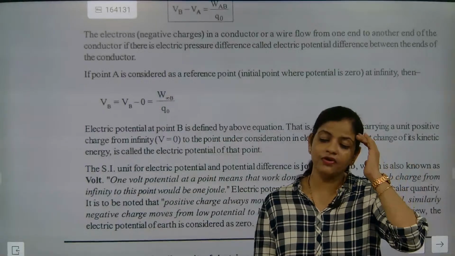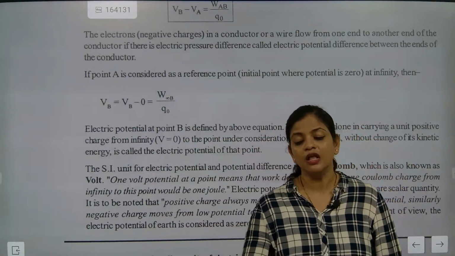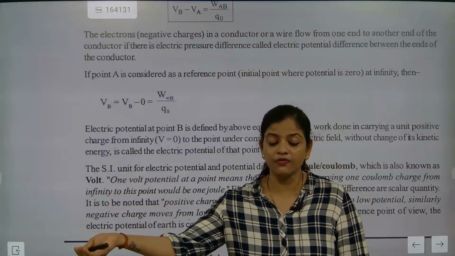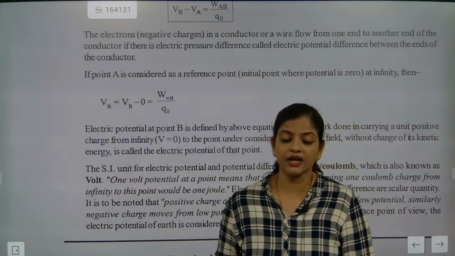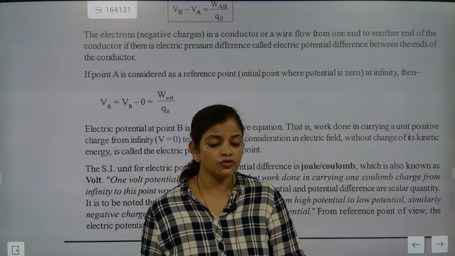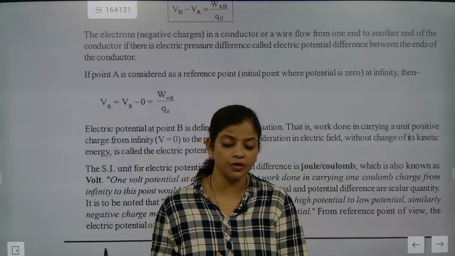Rather than that, whenever you are understanding what electric potential is, it means the amount of work done in taking a unit charge from infinity to that point; it is exactly potential. I hope you have understood this one. So this difference will be exactly between the two terminals.